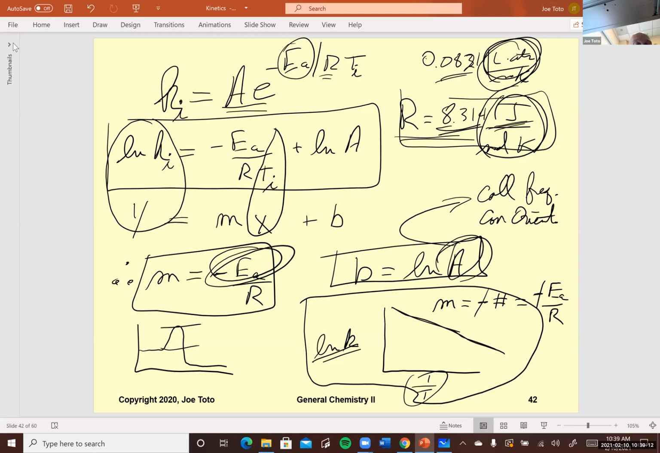Ones with maybe negative or zero activation energy might be like a radical type reaction where you don't have to break any bonds. See, this is a chlorine radical here. And so in that case, you don't need an activation barrier at all. But in Chem 201, we don't look at radical reactions very often.